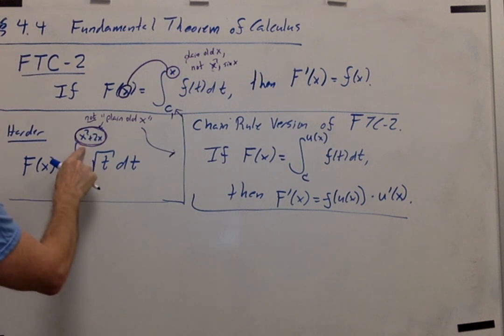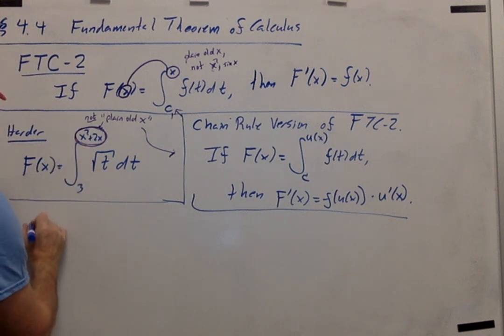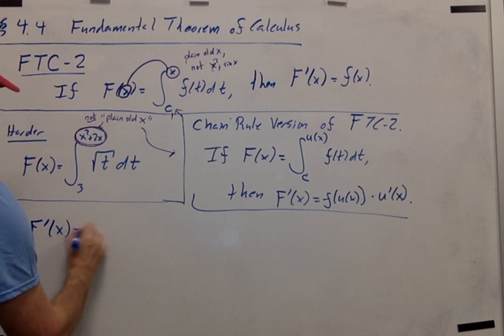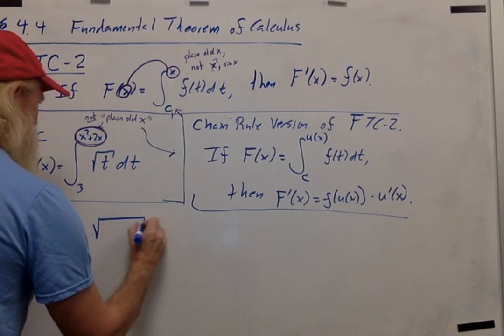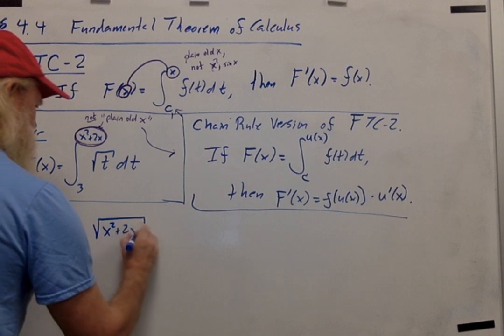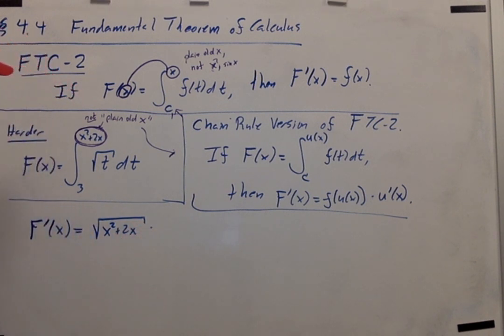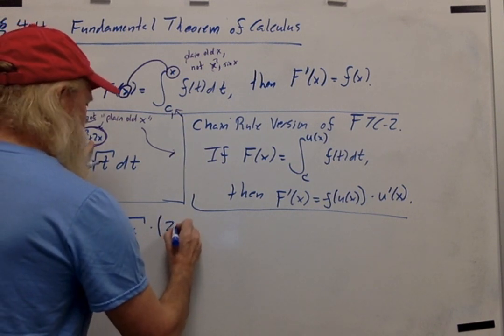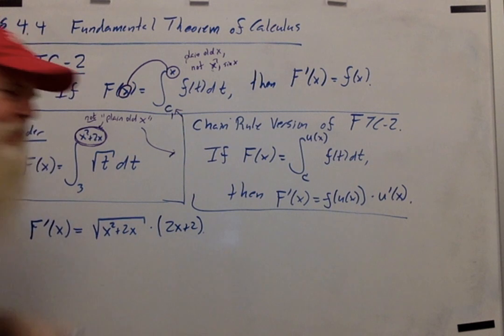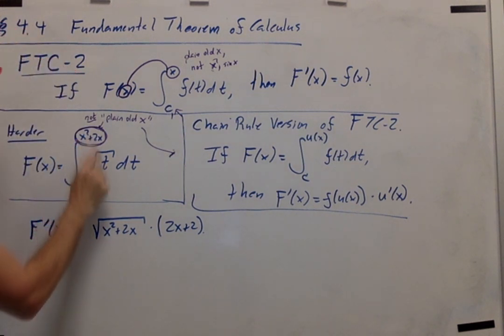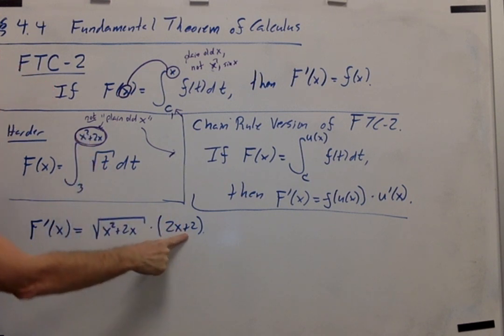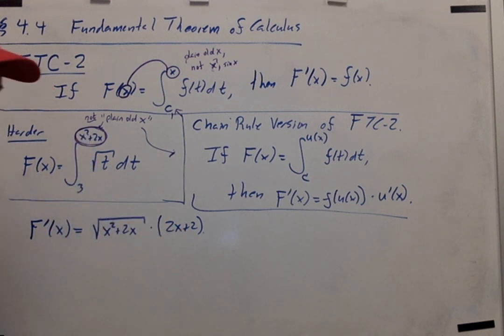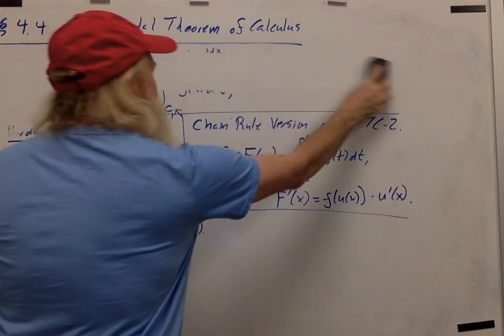So let's apply the chain rule to this problem. F prime of x is going to be the square root of x squared plus 2x multiplied by the derivative of x squared plus 2x, which is 2x plus 2. So you take whatever's up in here, you substitute that in for t, and then you multiply by the derivative of what's up there, the derivative of the upper bound. Let's practice that again.